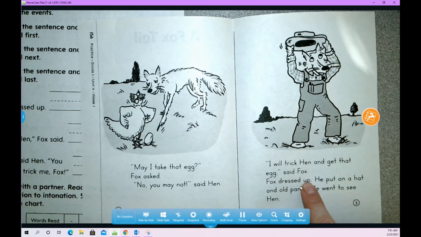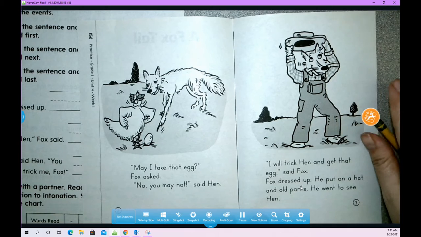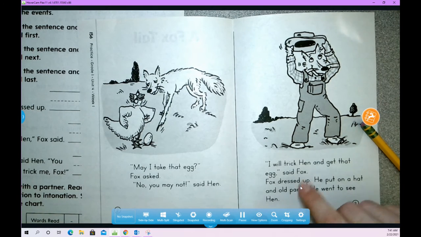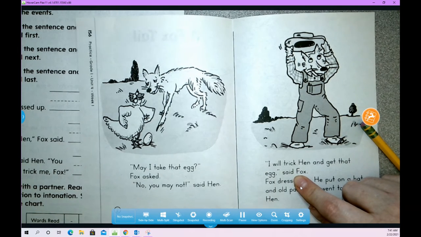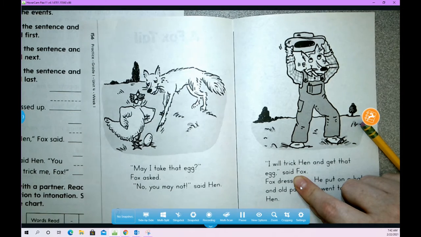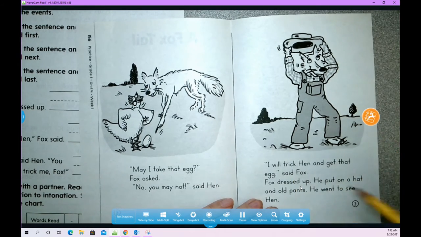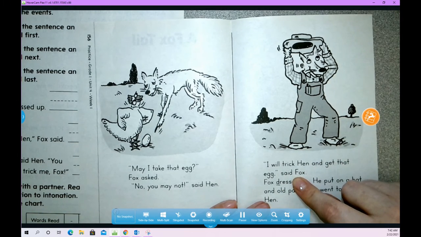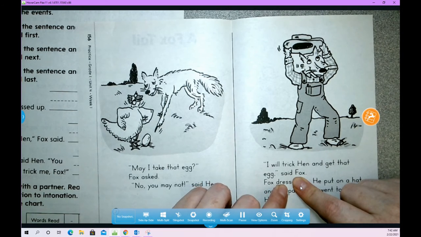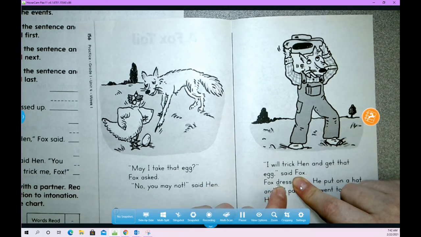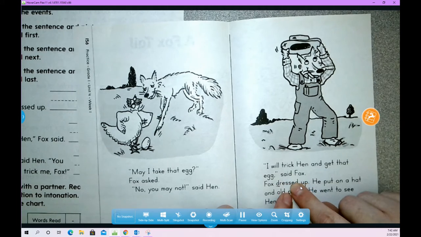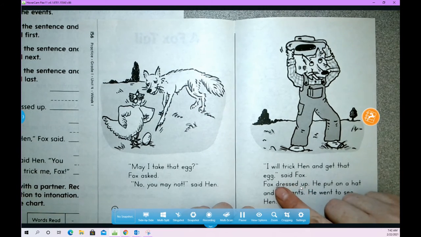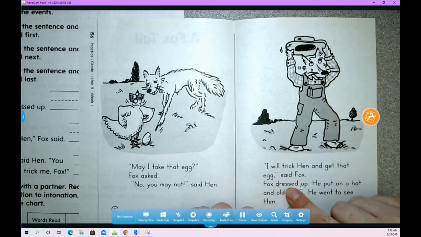Fox dressed up. Now, guys, this is a long word, okay? I want you to cover this part and tell me what that says. And I see a blend. Oh my goodness. Dress. If I cover the ending, what does it say? Dress. Dress. D. Then this little ending says d. Dressed.